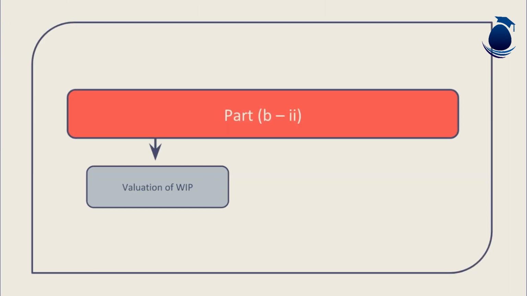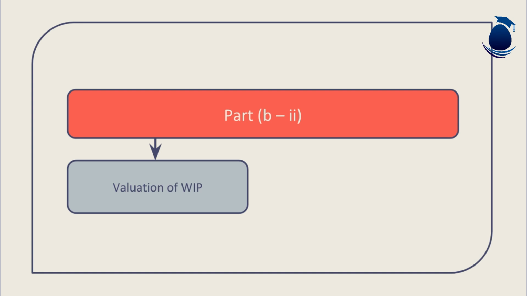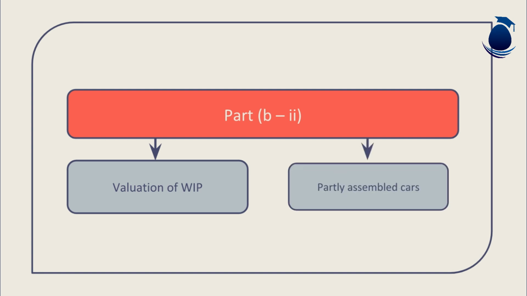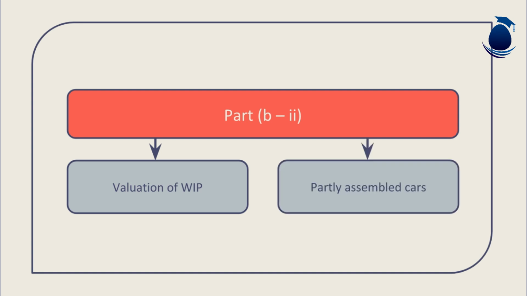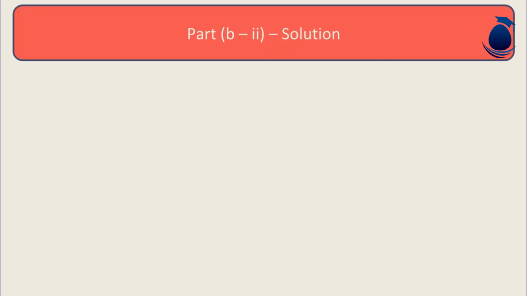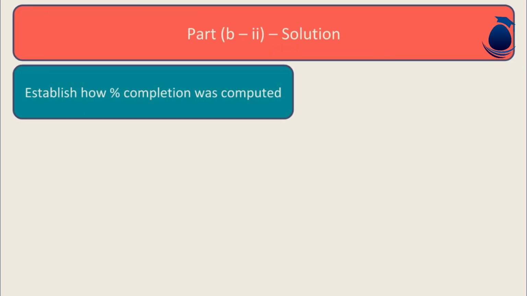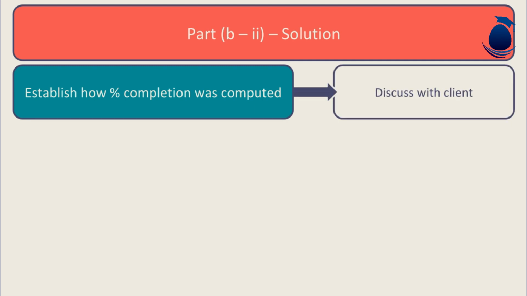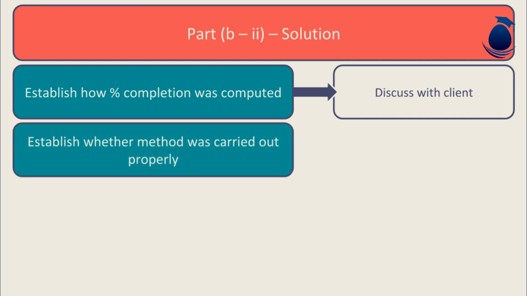For Part 2, we need 4 substantive procedures relating to the valuation of work in progress. This relates to the partly assembled cars at the year end. Firstly, the auditors will need to establish how Jackdaw calculate the percentage completed. This should be discussed with the client before the inventory count takes place, while reviewing the inventory count instructions. The auditors will then need to establish whether the method used to carry out the valuation of work in progress has been carried out properly.